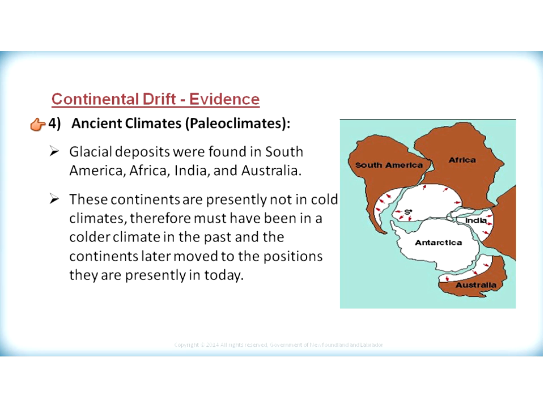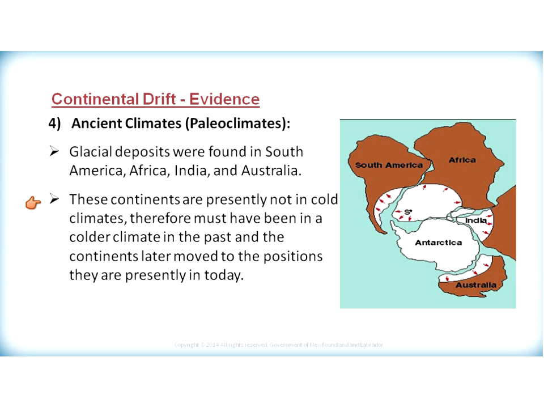Another piece of evidence would be ancient climates, or what's commonly called paleoclimates. Glacial deposits were found in South America, Africa, India, and Australia. These continents are presently not in cold climates, therefore they must have been in colder climates in the past, and the continents later moved to the positions they are seen in today.